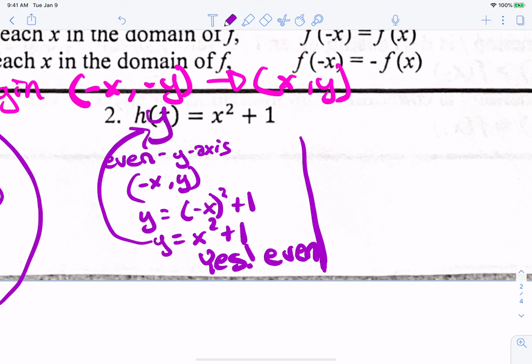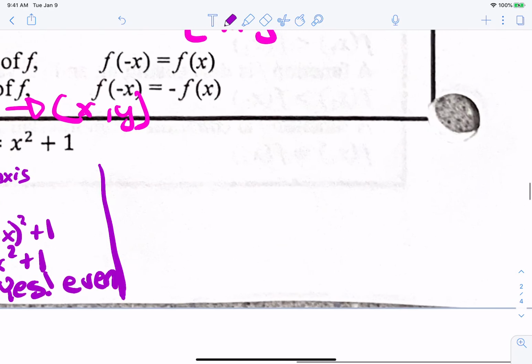Can it be even and odd both at the same time? Can it have y-axis symmetry and origin symmetry at the same time? This is a legit question. Can I stop here if I know that it's an even function, or do I have to test for it being an odd function? Could it be both? What does that have to look like in order for it to be both?